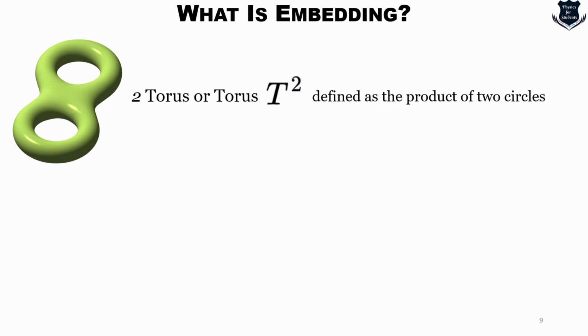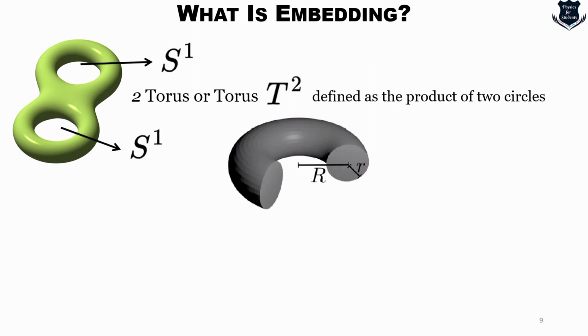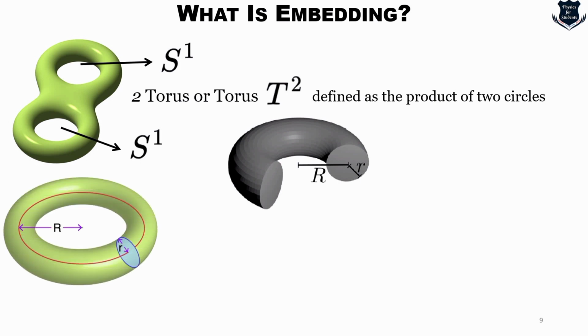So here this is a 2-torus. It is also depicted as a surface of revolution. Now, the 2-torus is defined as the product of two circles, S1 and S1. Given this kind of surface, the torus, and given real numbers small r and big R, small r is the radius of the pipe, and big R is the radius from the center.